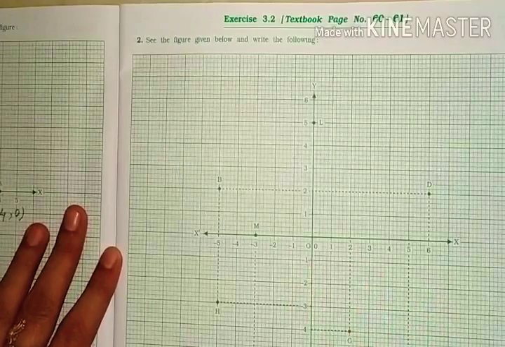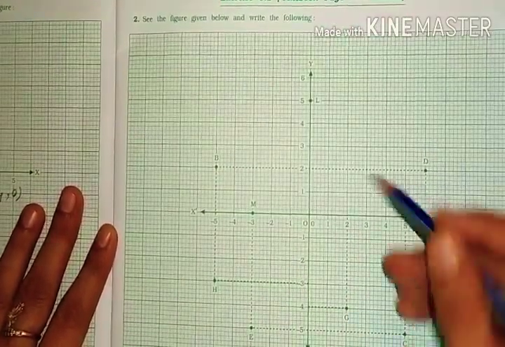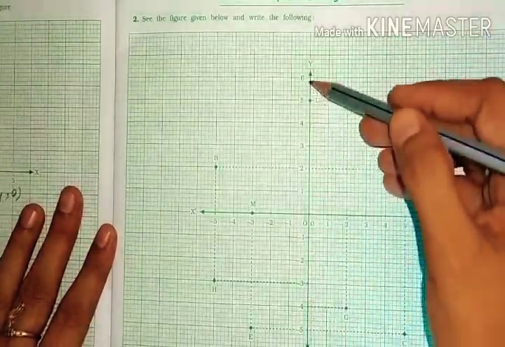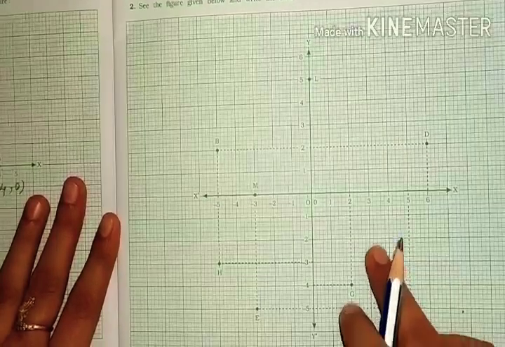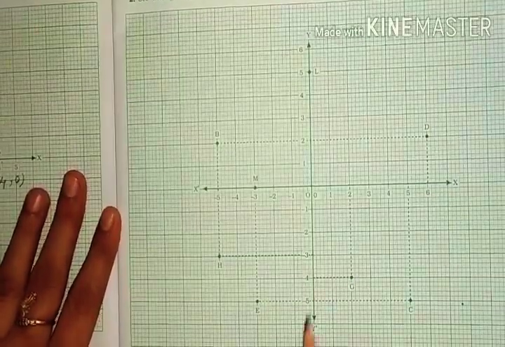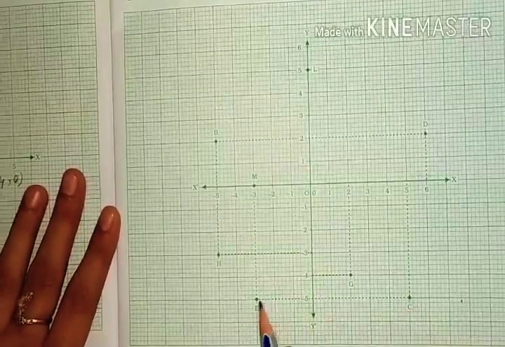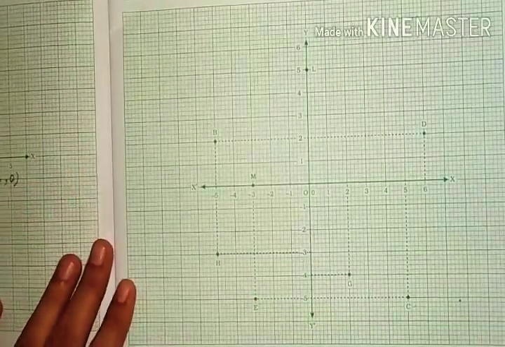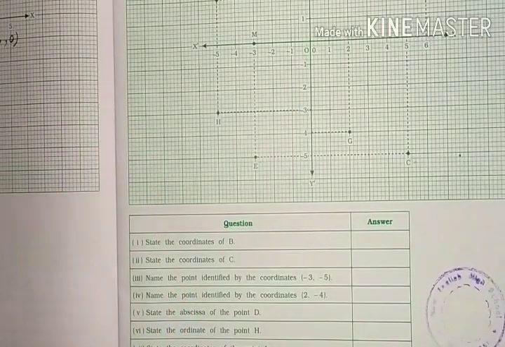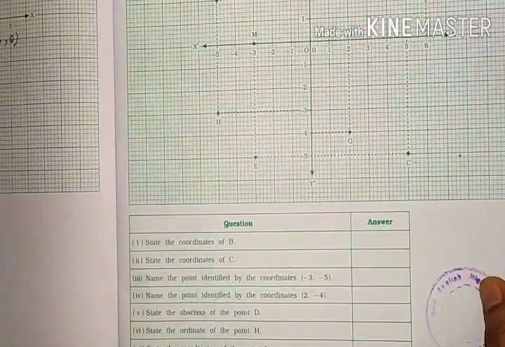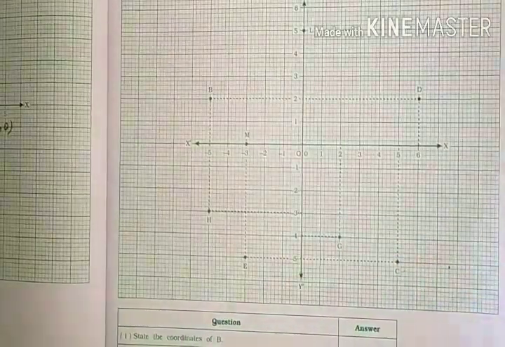Here you are given a figure. In this figure you can see the horizontal axis is the x-axis and the vertical axis is called the y-axis. There are many points you can see in this figure like B, L, M, D, G, C, E and H. You have some questions below the figure. Answer the following questions. First of all, we write the coordinates of all these points.